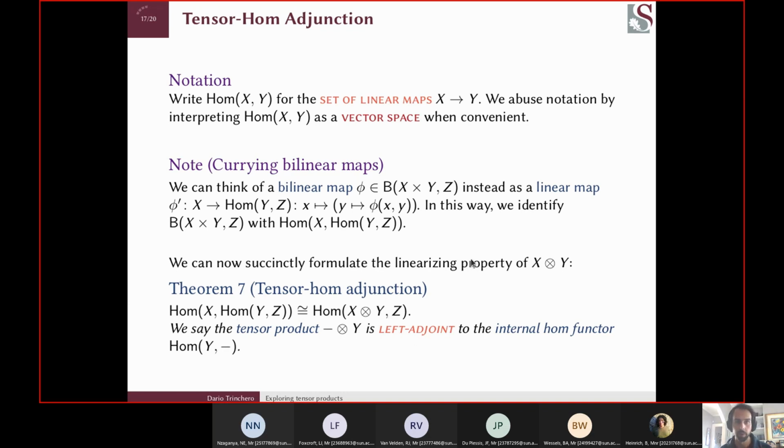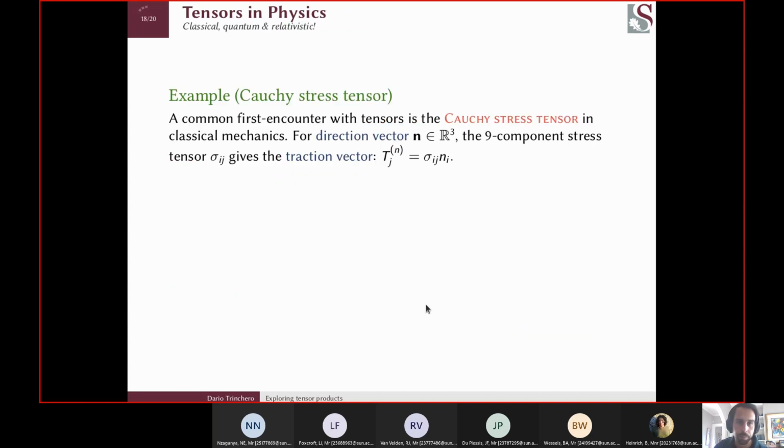And the way that we would say this in category theory language is by saying that this functor where we leave out the right component, what we would call the tensor product, but on one side, is left adjoint to the internal hom functor, which is this one where we leave out the second component of the hom. But yeah, don't worry about that last sentence. The equation is the most important.